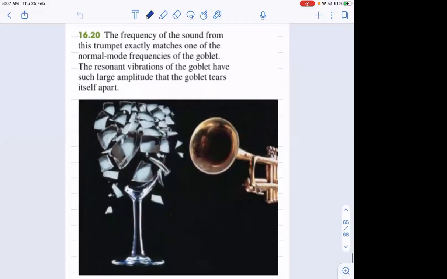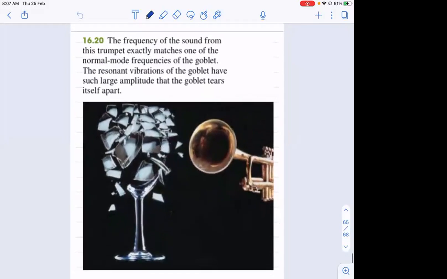We can see one more example of resonance. This is the case of resonance. You see, if the frequency of sound from the trumpet exactly matches one of the normal mode frequencies of the goblet, the resonant vibrations of the goblet have such a large amplitude that it tears itself apart.